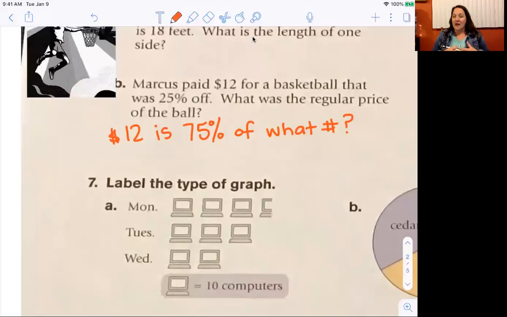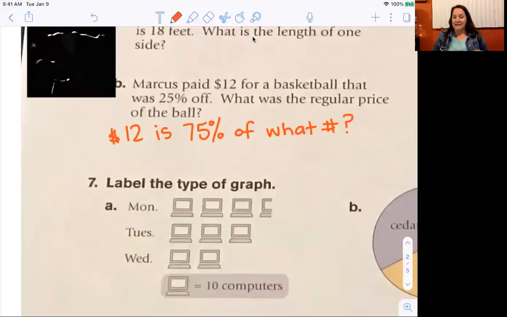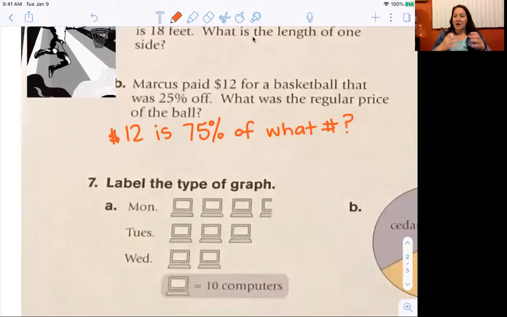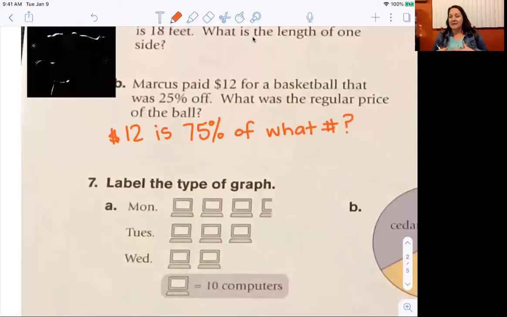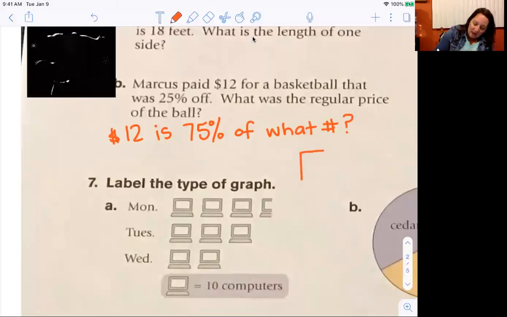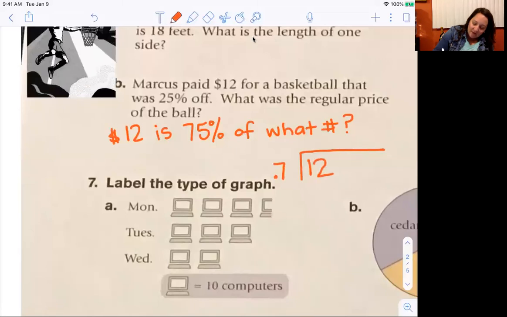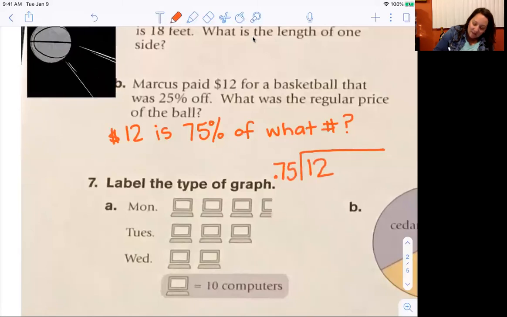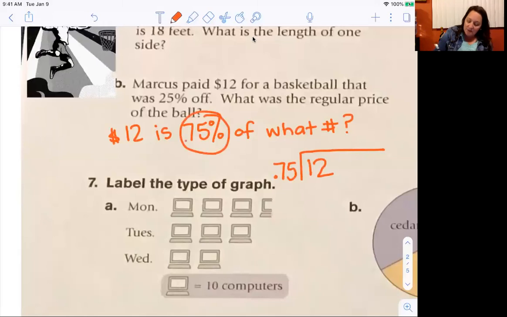Now, to solve for that, we haven't done this in a little while, so let's think about it. To solve for that, we're going to take our percentage, our part, and divide by our percent written as a decimal. So let's look here. We have 12 divided by 0.75 because that's our percent. We wrote it as a decimal.